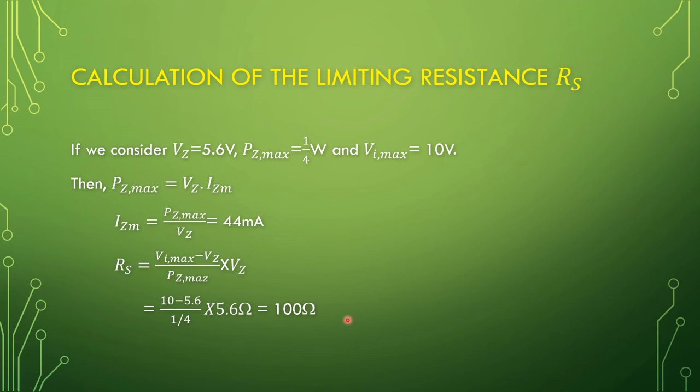When you practice the Zener diode as a load regulator, if we know the Zener diode voltage, then we can easily calculate the limiting resistance value. So this is the way of calculating the limiting resistance RS. Hope you understand the voltage regulator or the load regulation by using a Zener diode.